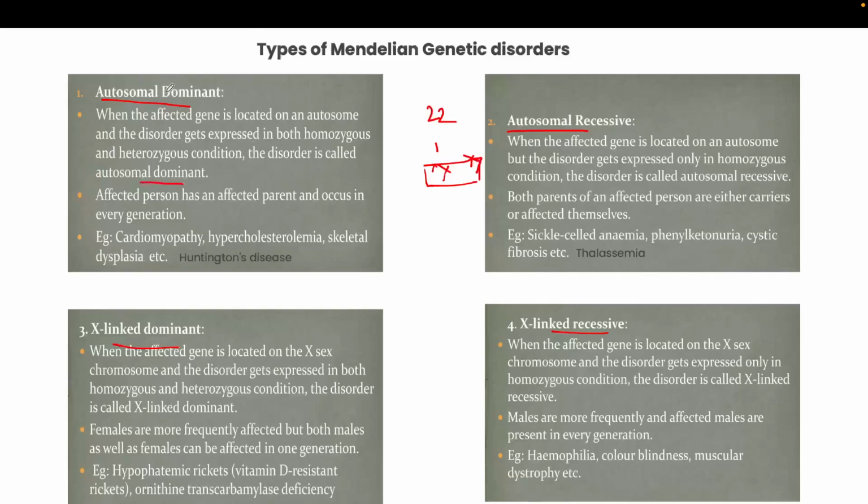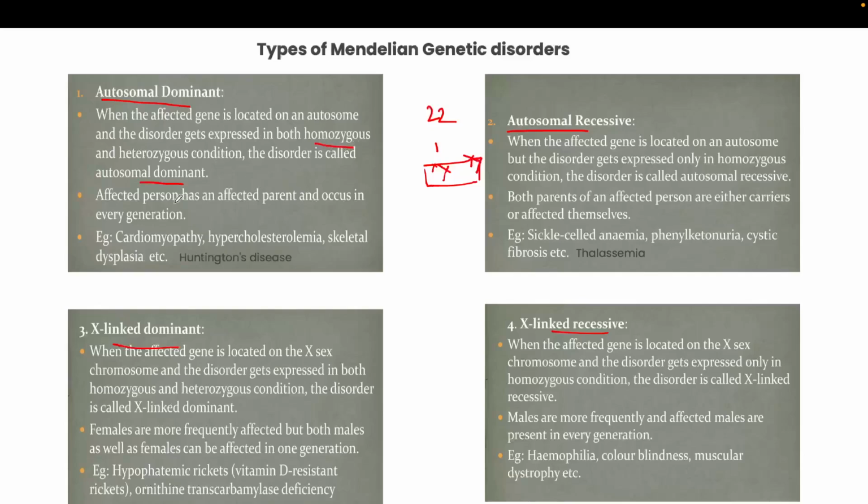Okay, so autosomal dominant. The name suggests it should occur only in the dominant form, not in the recessive form, right? When this gene is linked with one of the 22 pairs of autosomes, it is called autosomal dominant, and it is expressed only when it is present as a dominant. So when will it be dominant? When it is present either as homozygous dominant or in the heterozygous condition.